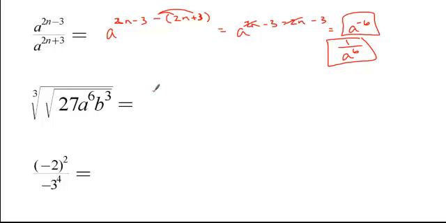Okay, I have a radical inside a radical, so what I can do is combine that all into one. My square root has an unwritten index of 2. So when I combine these into a single radical, I'm going to take the product of their indices. So 3 times 2 is 6. And I get the 6th root of 27a to the 6th b cubed.